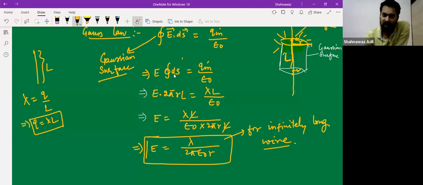Do you understand why we took this cylindrical surface for the Gaussian surface? Because if we took this circle, then this length would not be covered. To cover this much length, we have to take the cylindrical type of surface. So this is the cylinder Gaussian surface. Understood?